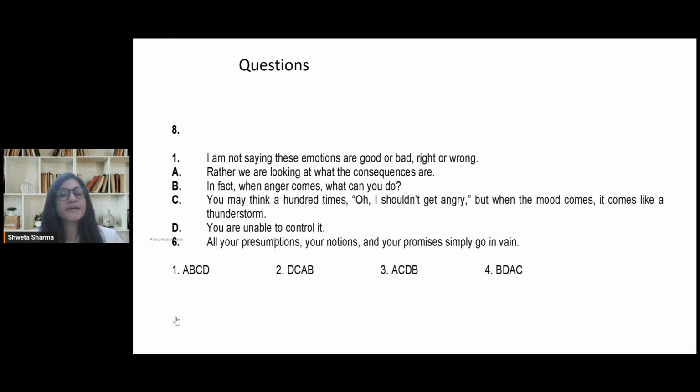What does the question say? I'm not saying these emotions are good or bad. So which emotions are we talking about? Where is that emotion we're talking about? This emotion, which emotion? Or these emotions? Good or bad, right or wrong, okay? Rather, we're looking at what the consequences are. What can be the impact of it? In fact, the negative impact is what we're talking about.